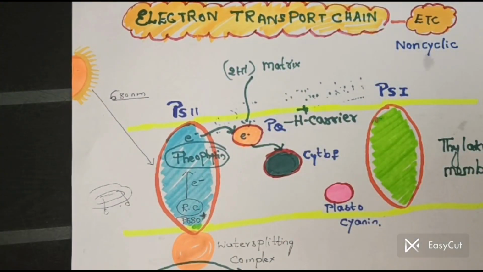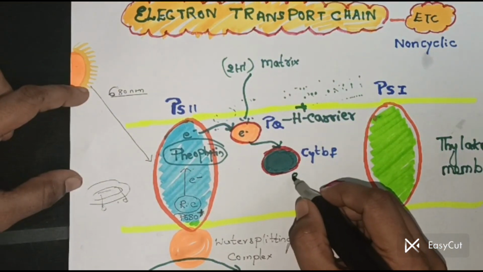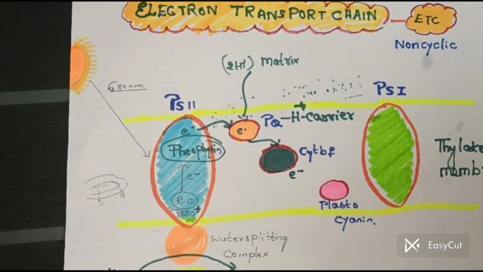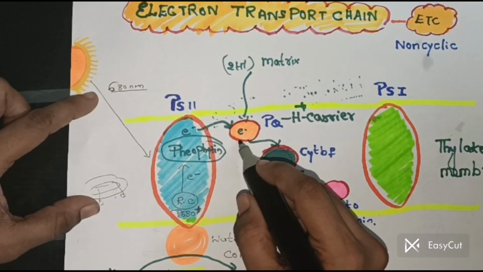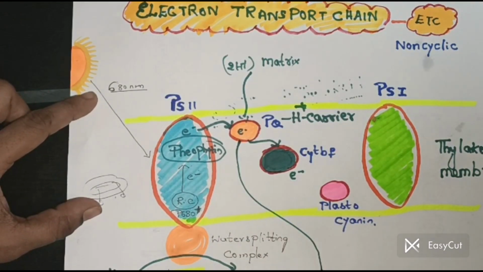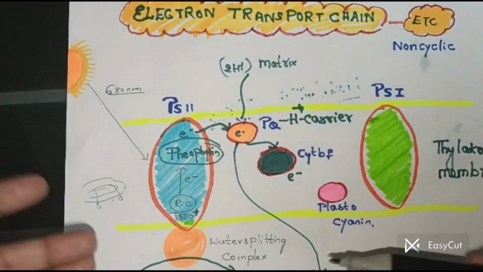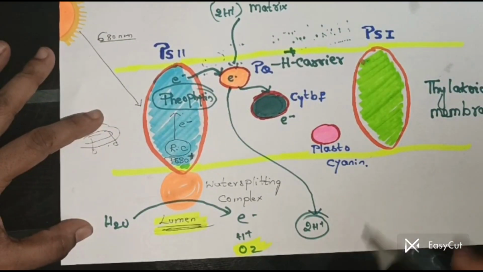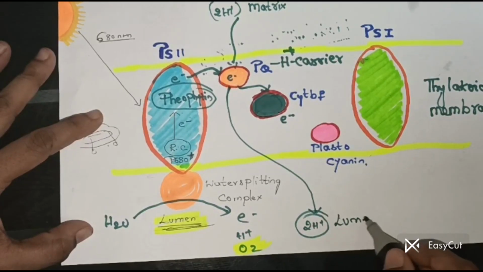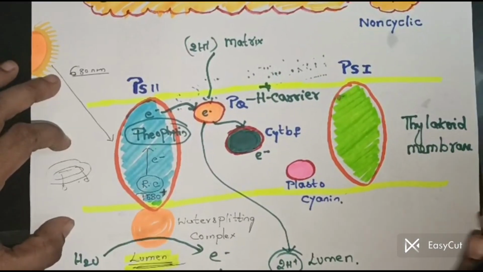Yes, but the cytochrome BF complex is accepting only the electrons but not the protons. Hence, this plastoquinone is going to pump those 2 protons, or those hydrogens, from the matrix into the lumen. Don't forget, into the lumen.